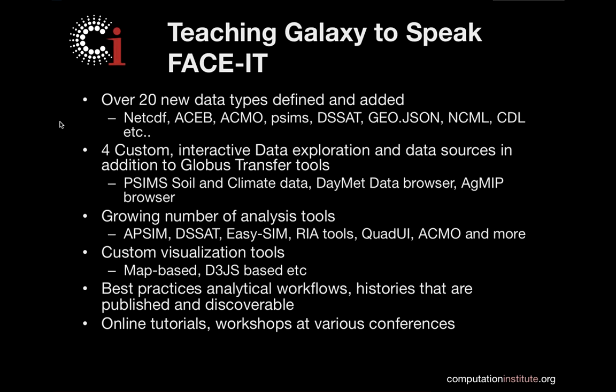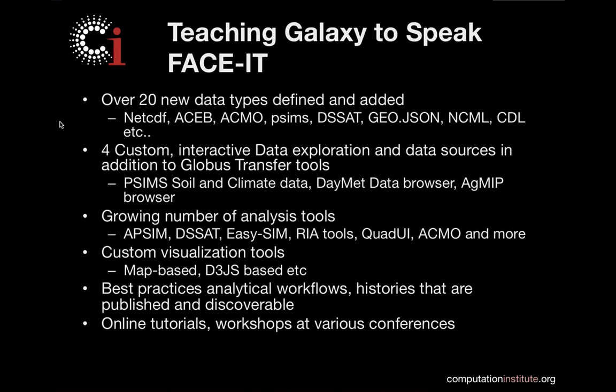This involves adding support for recognizing NetCDF files, which is a very popular data format in the community. AgMIP, ACMO, pSIMS. These are all various data types. GeoJSON is interesting. It's a data type that standardizes latitude and longitude and altitude and other types of spatial data. So we added all these data types to Galaxy.